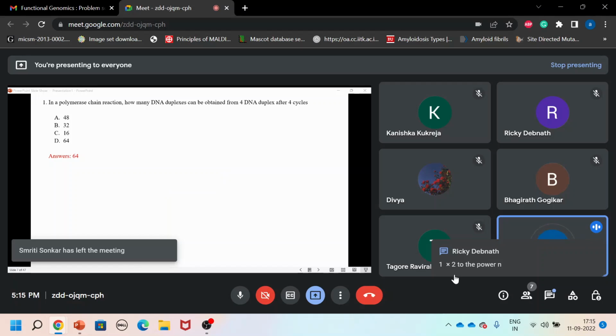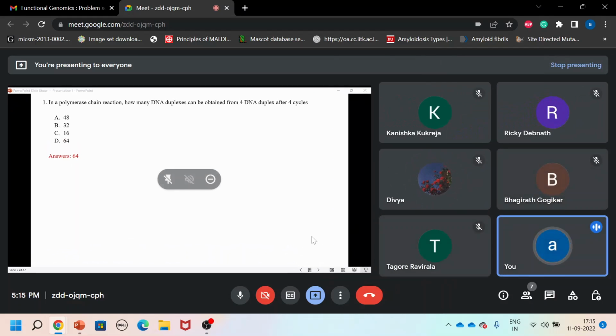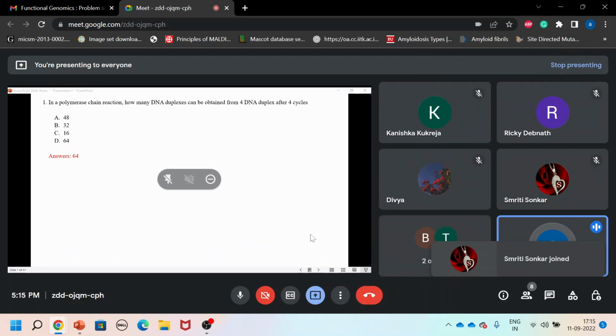Right, so Ricky has answered that the number of DNA molecules obtained after n cycles will be 2 to the power n. And since there are 4 DNA duplexes, this will be multiplied by 4. And n will also be equal to 4, as there are 4 cycles taking place.